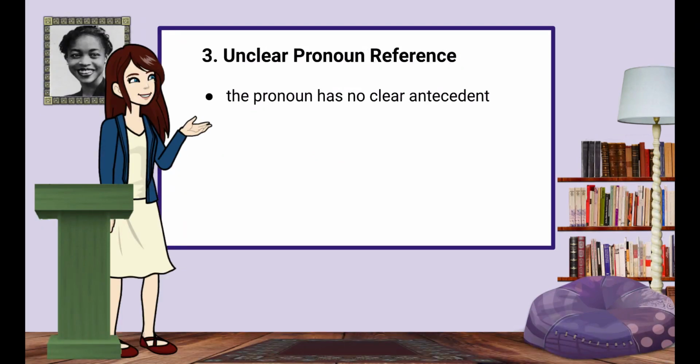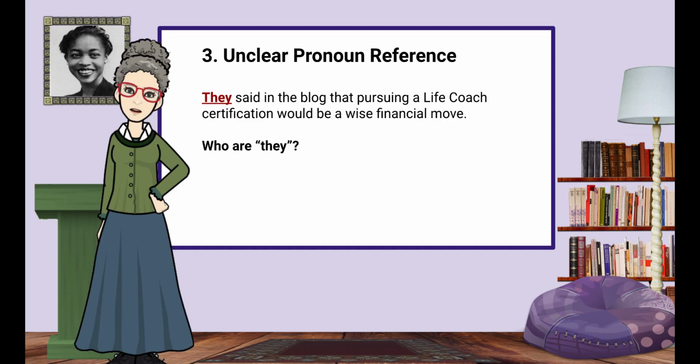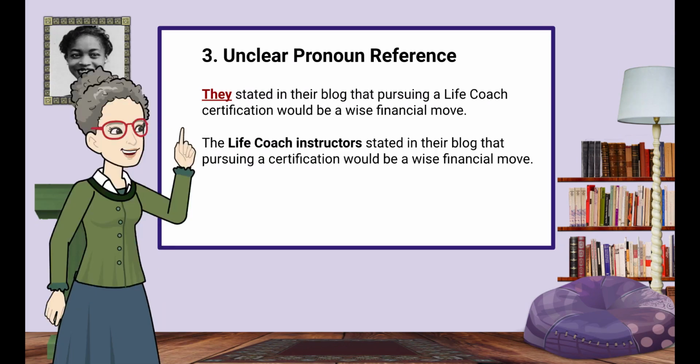In some sentences, there is no clear antecedent, so we call this an unclear pronoun reference. Let's look at an example. They said in the blog that pursuing a life coach certification would be a wise financial move. We have no idea who they are, so we need to change this sentence. Sometimes changing the sentence means eliminating the pronoun altogether. The life coach instructors stated in their blog that pursuing a certification would be a wise financial move.